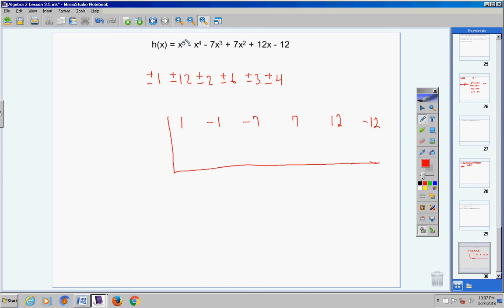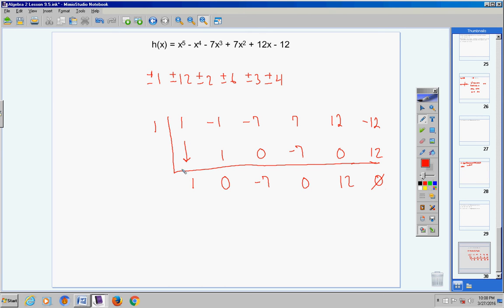What is my degree? 5. Add 1 to that and you get 6. I should have 6 numbers here. And I do. Okay, let's start with our smallest number and test it first. 1. So bring down your 1. 1 times 1, 1. Combine, 0. 1 times 0, 0. Combine, negative 7. 1 times negative 7, negative 7. Combine, 0. 1 times 0, 0. Combine, 12. Hey, look at this, guys. We got lucky on the first try. 1 times 12, 12 gives us a 0. Look at that. We're doing pretty good, okay?